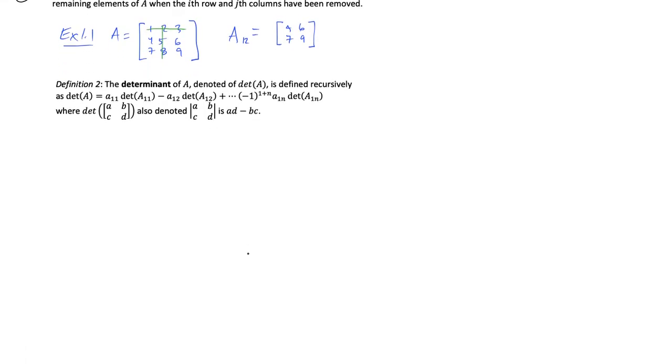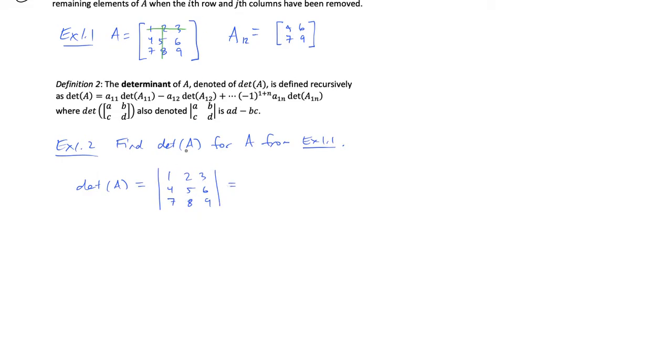So let's compute a determinant. Okay, so we're going to compute the determinant of this matrix up here. And there's a variety of ways of representing the determinant. We can use vertical bars instead of brackets, or we can say det A, kind of like a function notation.